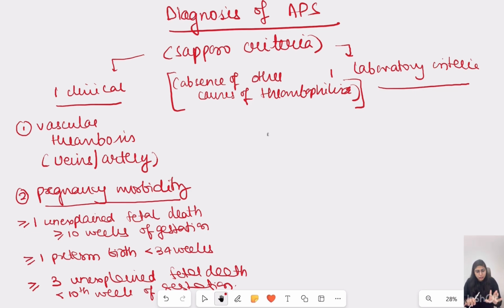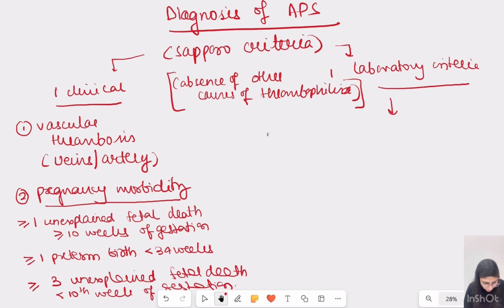One clinical criterion needs to be fulfilled out of an event of vascular thrombosis, which can be a venous or arterial event, and pregnancy morbidity, which are the 3 things we just discussed. Now coming to the laboratory criteria.